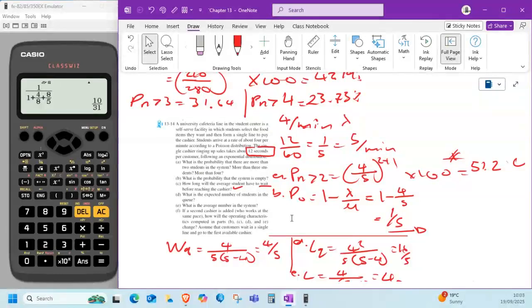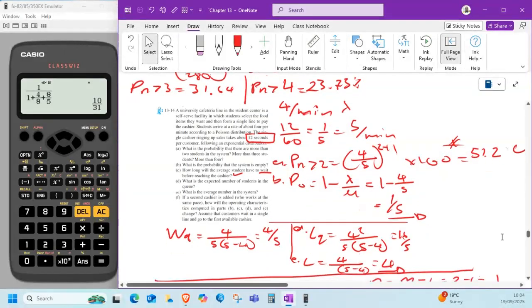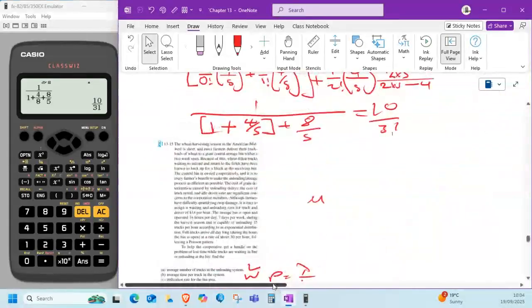Waiting in the line. How long will the average student have to wait before being served? Yeah, that's not okay, because if it's waiting, before that is WQ. So you must do all of them, starting from L. There's no shortcut. Look for L, because L you use it for W. Then LQ, you must do everything. You don't have any choice.